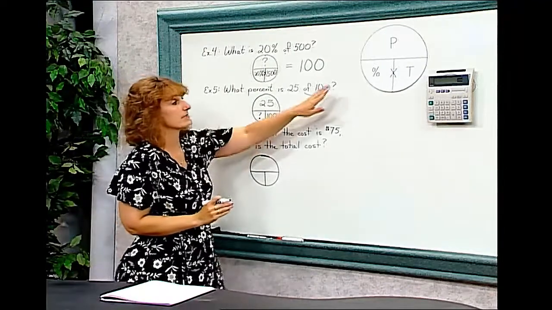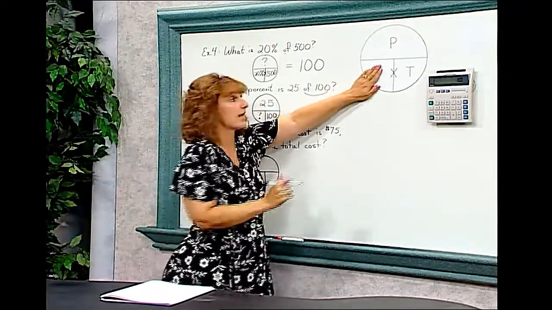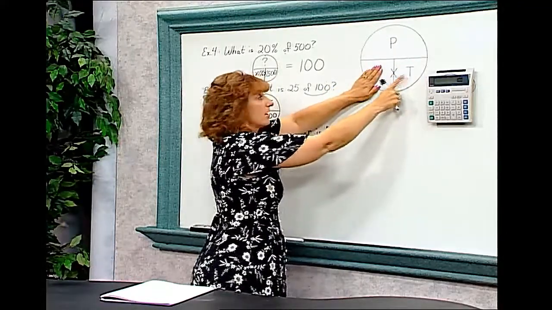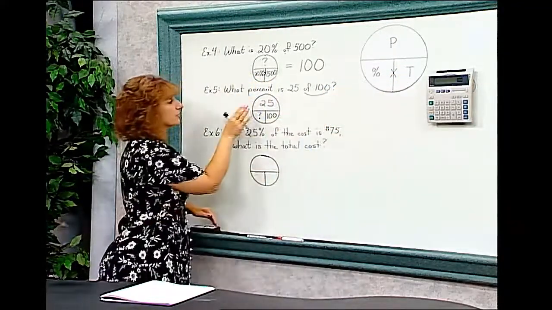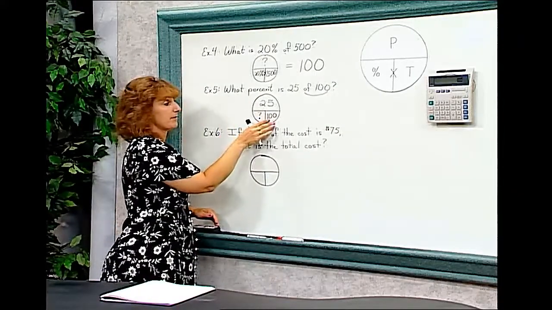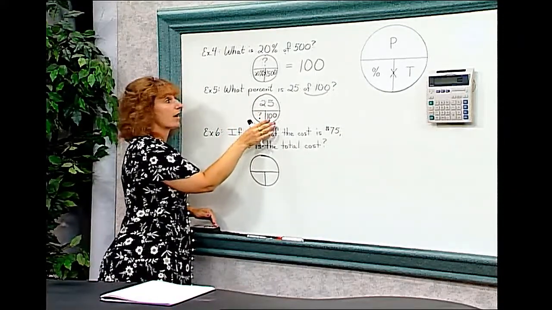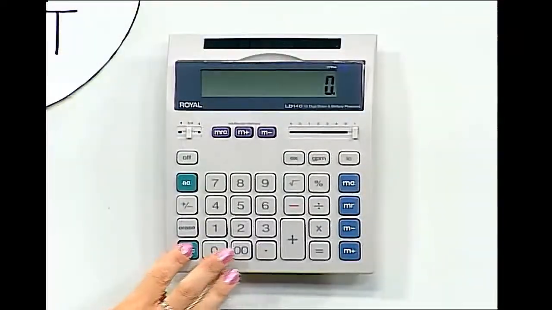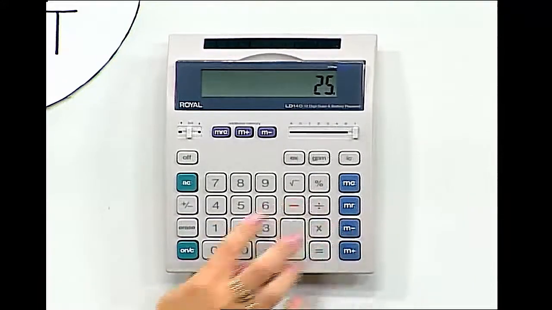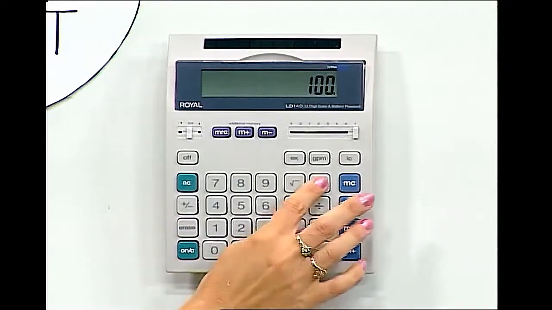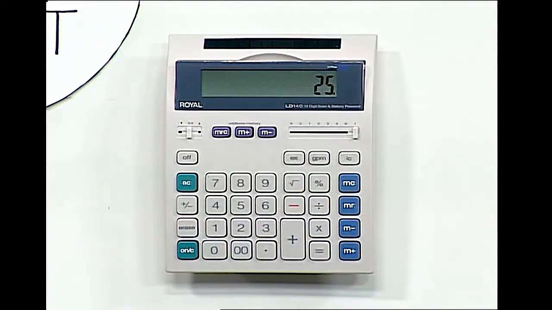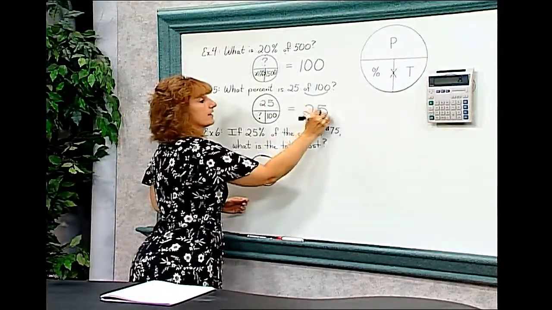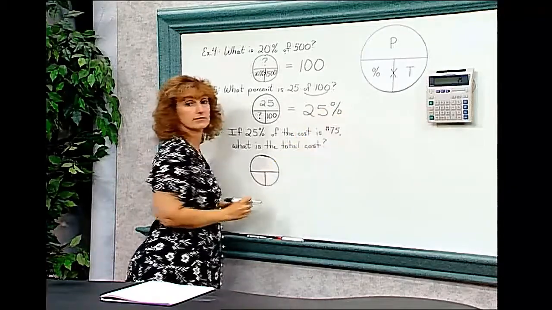When I look at my percent circle, if I hide the percent, I have to do part divided by total. So in this problem, I have to do 25 divided by 100. And I want my answer to be a percent. So when I use my calculator, 25 divided by 100, and I hit percent, I get 25%. So my answer here is 25%.